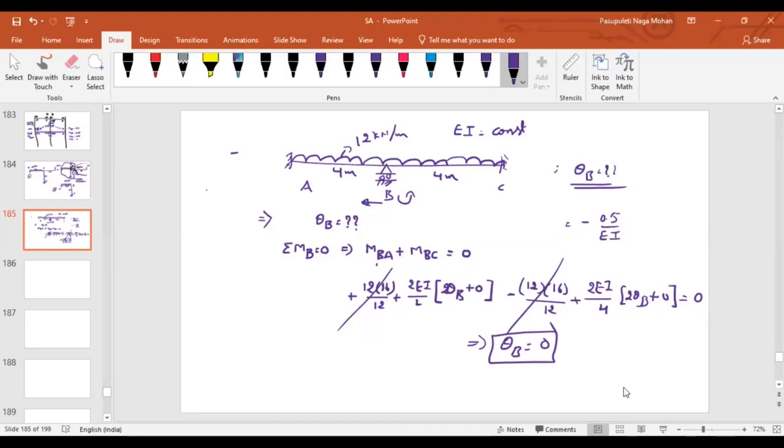How come theta is 0 there? How come it is 0? So 2E theta B. This gets cancelled. How much will it be? What is it, minus 2?